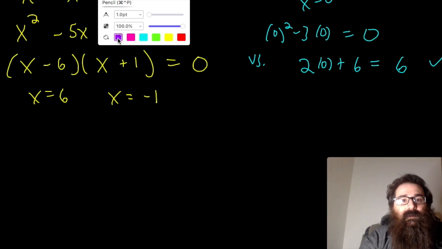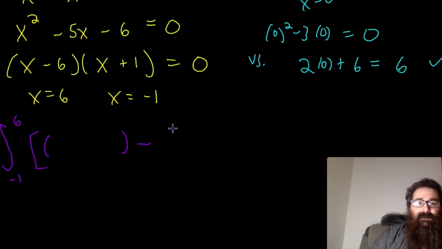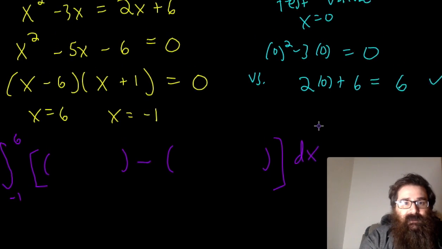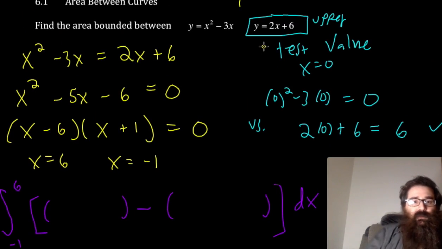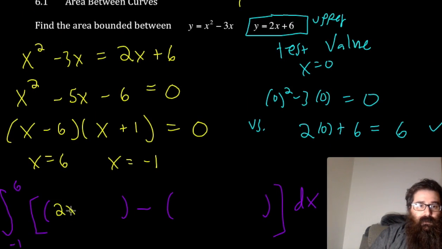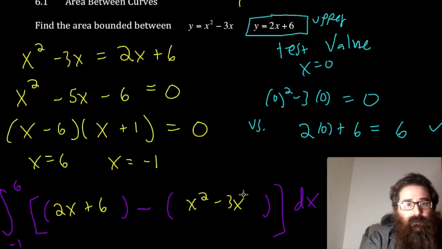So now what do we want? Well, now we just want to set up the integral. So I want to integrate over my region, which we said was from -1 to 6. And we want upper function minus lower function. I always like to set up like this so I can drop these pieces in. Let me switch back to my yellow. What is my upper function? We said the upper function was 2x plus 6. So upper, keep it all in parentheses, minus my lower function, which must be the x squared minus 3x.